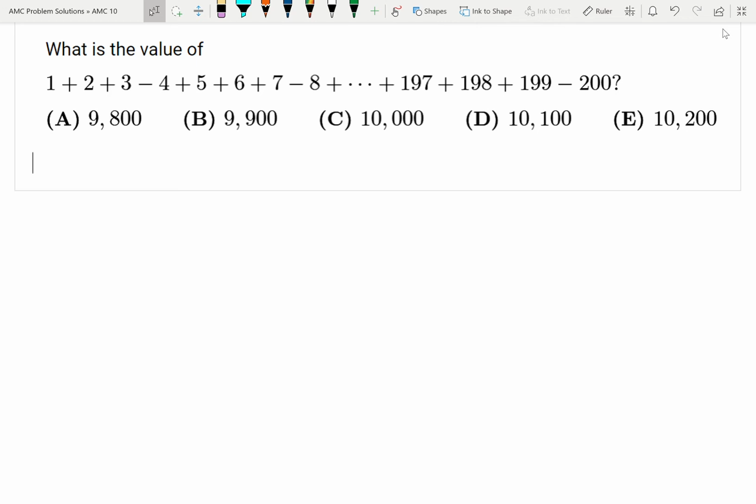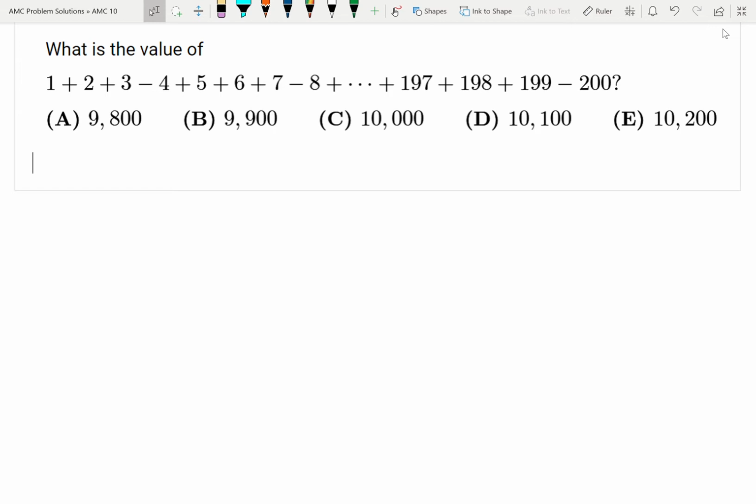What is the value of 1 plus 2 plus 3 minus 4 plus 5 plus 6 plus 7 minus 8, all the way plus 197 plus 198 plus 199 minus 200? So it looks like every fourth term you're subtracting that number.